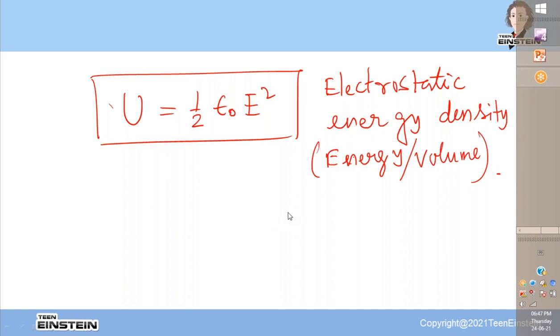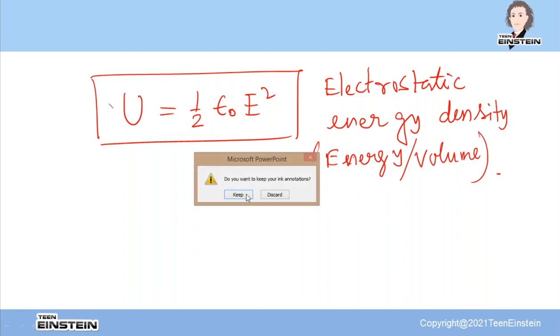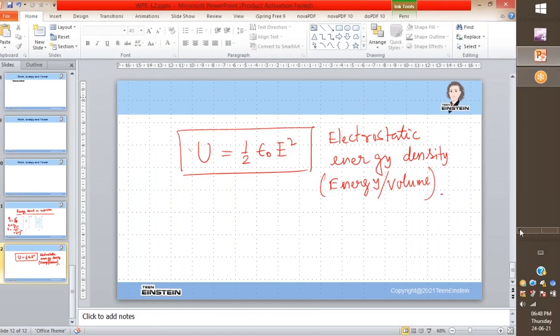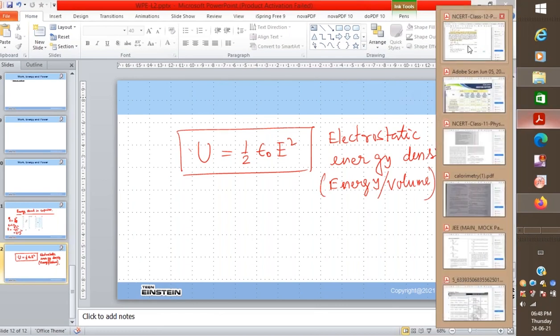Okay, so now I think I'll move on to the next topic. The next topic is the Van de Graaff generator. First of all, let me tell you what a Van de Graaff generator is and what its use is. It is a machine, as you can see on this screen, written nicely in your book.